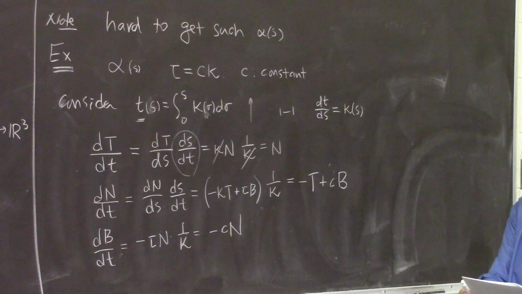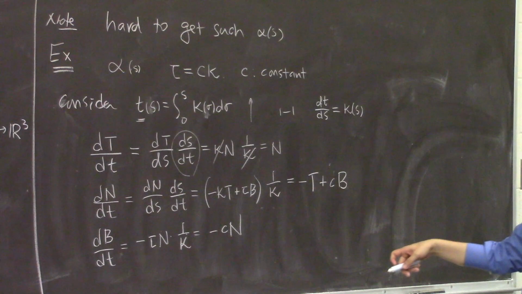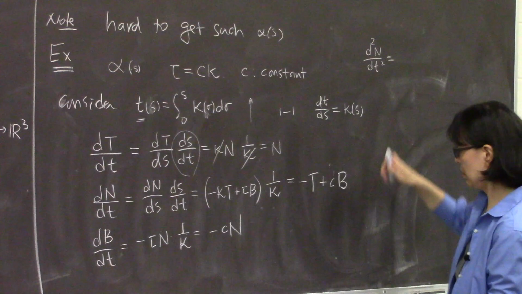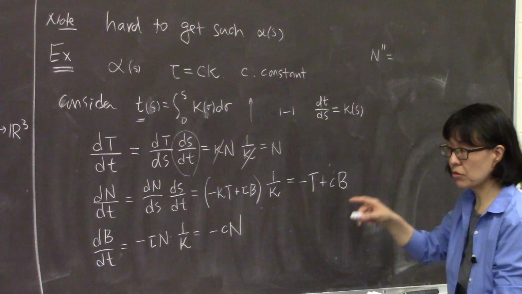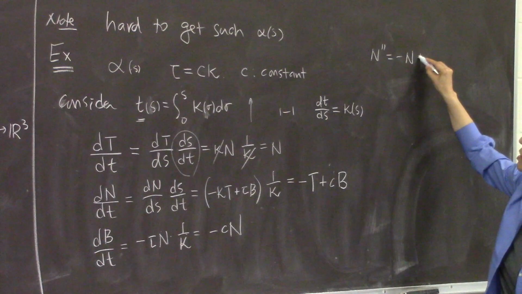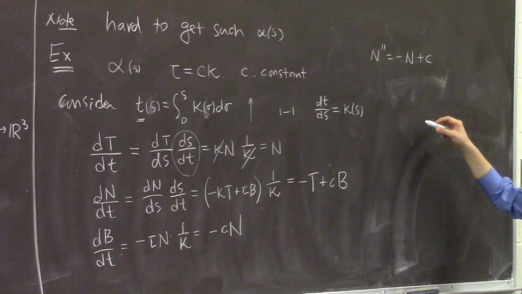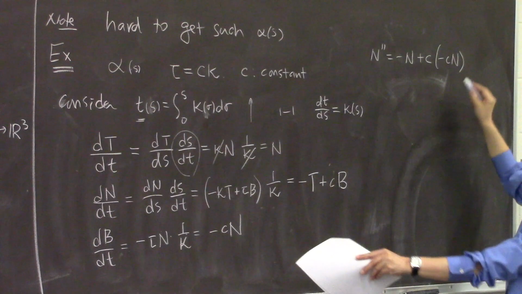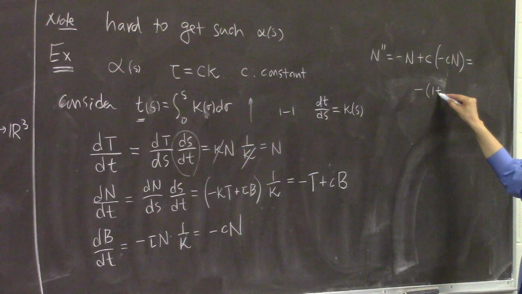Then let's take one more derivative of this, the second derivative. So what is the second derivative of N? N double prime. So we are using t, okay? The derivative of big T with respect to t is minus N, okay? Plus c is a constant c from there. So the derivative of B with respect to t is minus cN, right? So that is minus 1 plus c squared, and then.